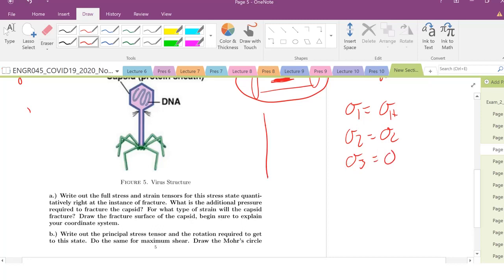So if I want the full 3D Mohr circle, tau, sigma, this is going to be sigma h, this is going to be sigma L, and this is going to be my, you can kind of reread this, sigma 1, sigma 2, and sigma 3. So you're going to have a circle here, you're going to have a circle here, and you'll have a circle like this. So that's your 3D Mohr circle.